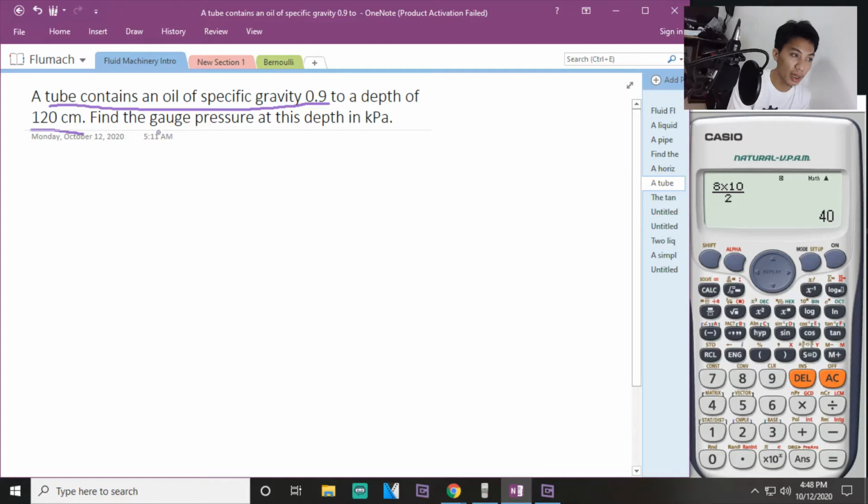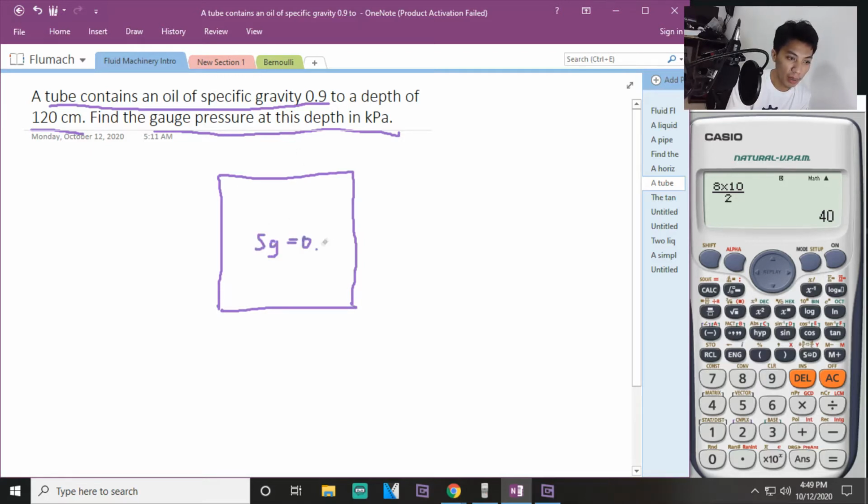For number 5, a tube contains oil of specific gravity 0.9 at a depth of 120 cm. Find the gauge pressure at this depth in kPa. So, gauge pressure, sabihin yung container mo. Yan. Oil specific gravity is 0.9. Hanapin mo yung may height ka dyan.